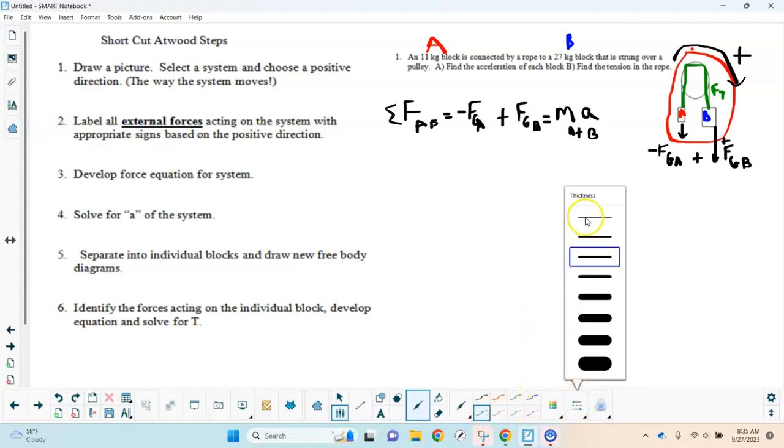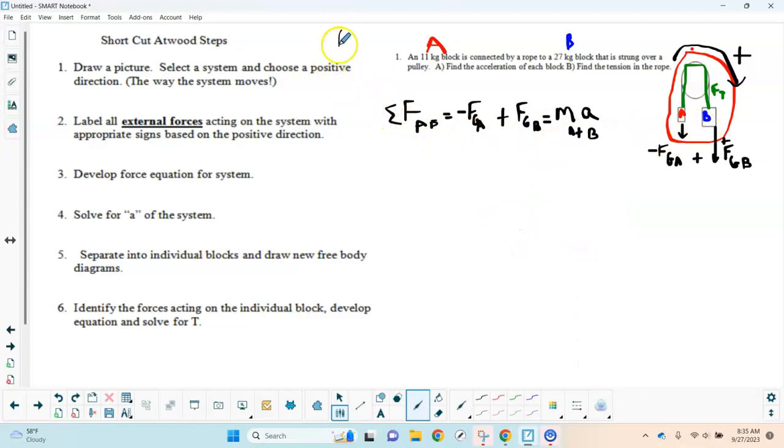So let me make this a little smaller so it's easier to see. So the force of gravity equation is just M times G. So just to write that at the top here to remind you of that in case you've forgotten. So you're taking the mass of each one and multiplying it by 9.8. So if I'm going to do negative, the mass here is 11, and then it'd be 9.8. And the next one, it would be positive 27 times 9.8.